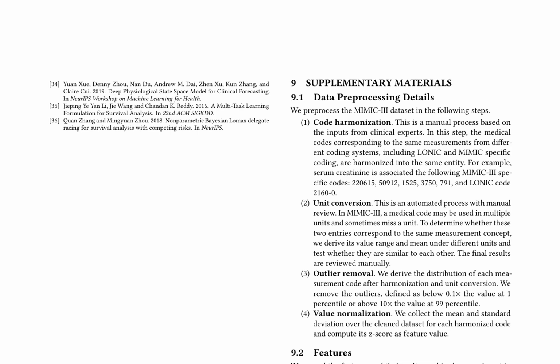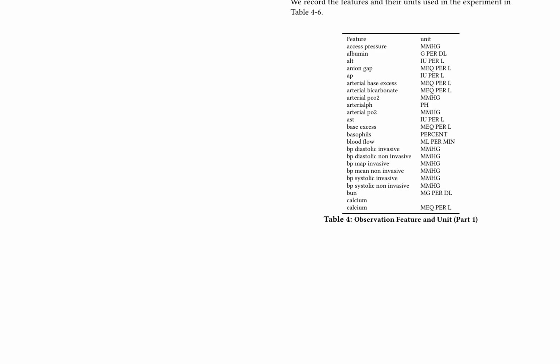Subsequently, values are normalized using the mean and standard deviation of the cleaned dataset for each harmonized code, resulting in z-scores as feature values. This preprocessing methodology yields a robust dataset, facilitating accurate analysis and interpretation. The extracted features encompass a wide range of physiological parameters, including blood pressure, heart rate, and lab results, among others. Each feature is accompanied by its respective unit, which is crucial for precise interpretation and analysis of the data. The supplementary materials provide detailed information on the preprocessing and feature extraction methodologies employed, serving as a comprehensive guide for researchers seeking to replicate or extend the study.